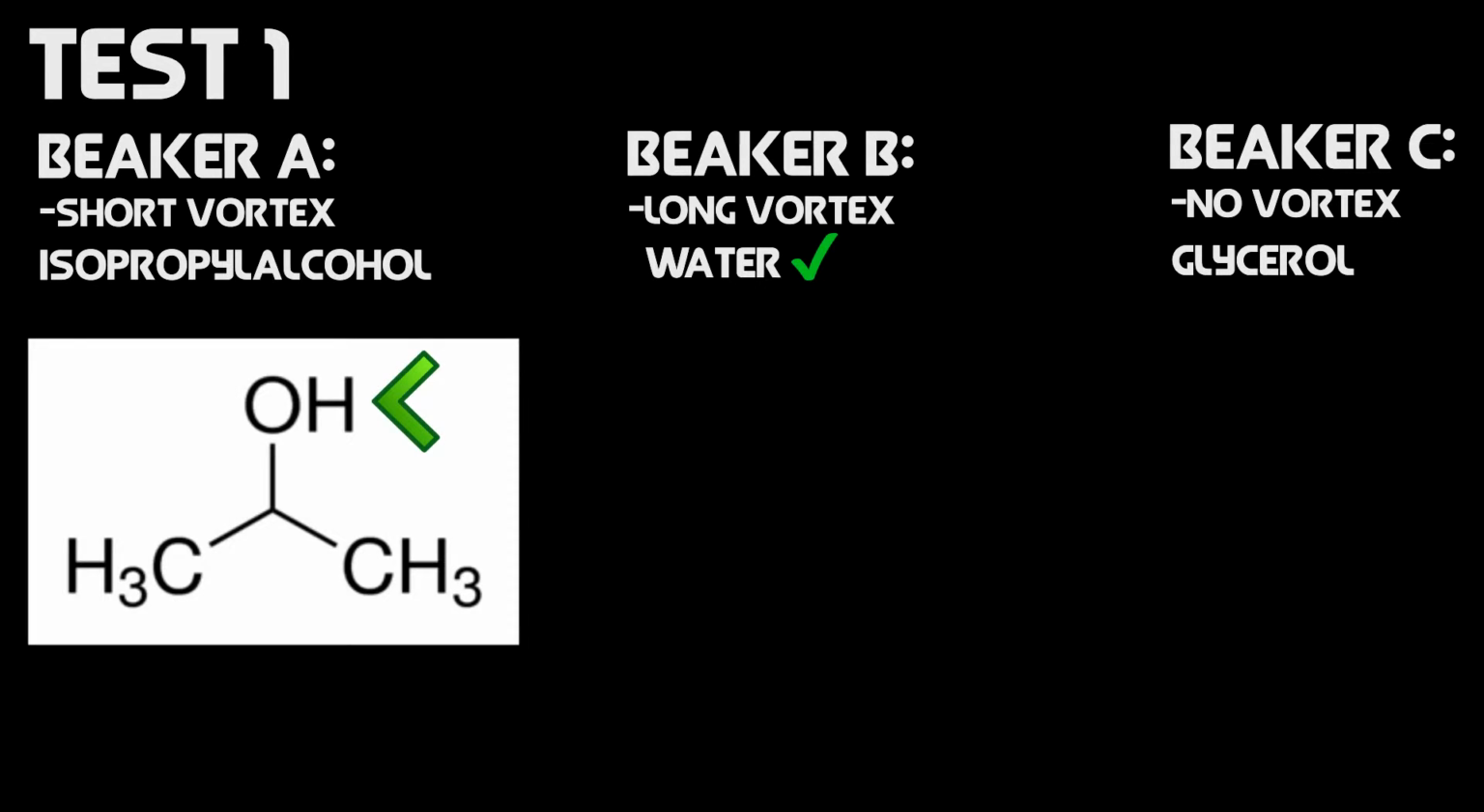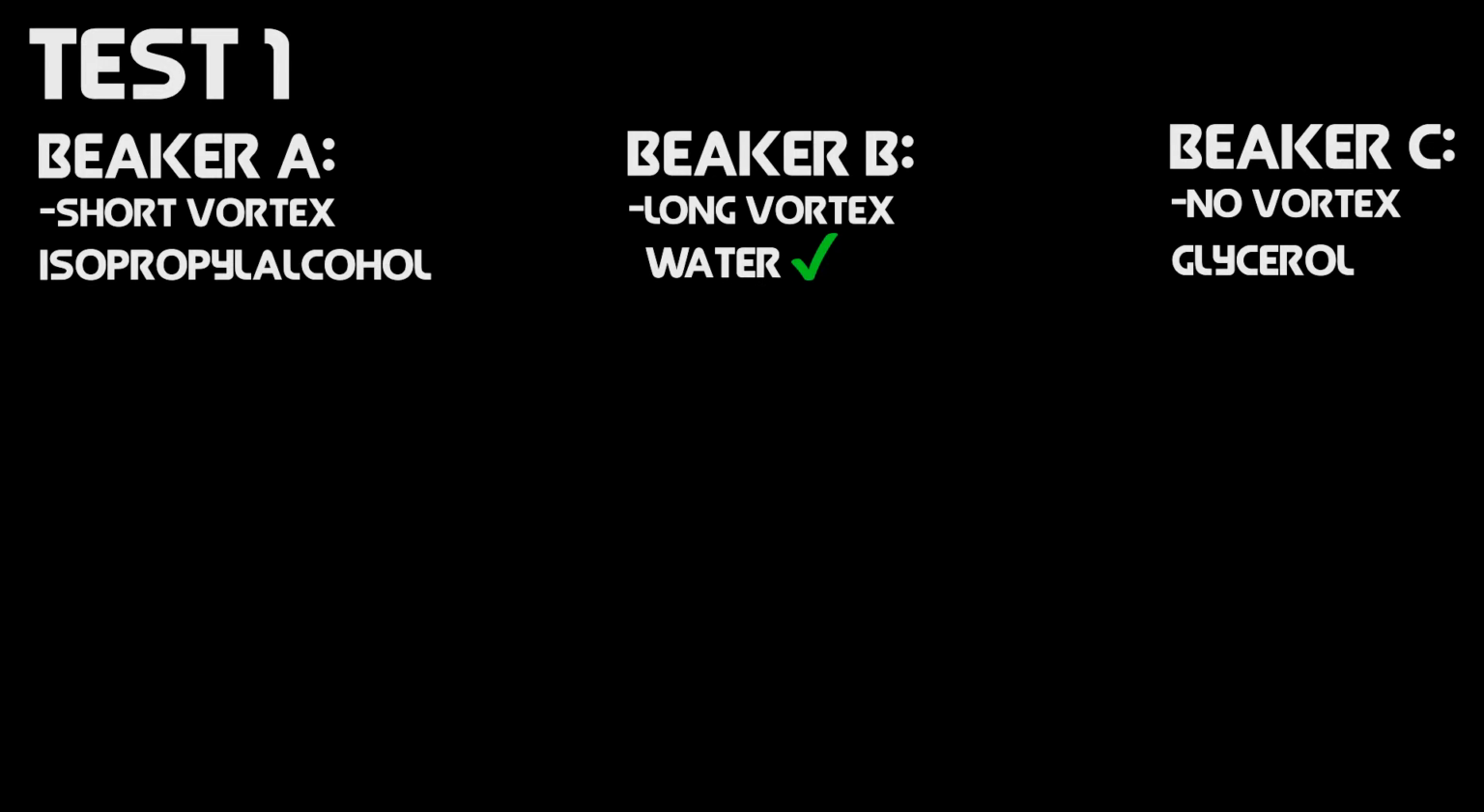In isopropyl alcohol, there is only one hydrogen bonding site. Other sites of this molecule would have no adhesive force between themselves and the glass because they are nonpolar. This means that the adhesive force will be a lot weaker, and the surface tension of isopropyl alcohol will then overcome that force. As a result, the liquid would even out very quickly. Therefore, isopropyl alcohol was in beaker A.